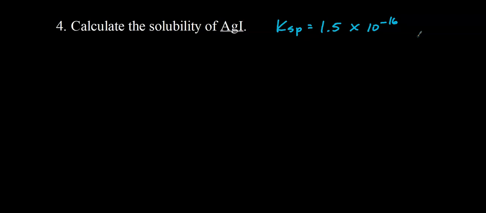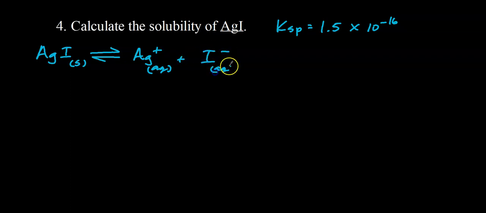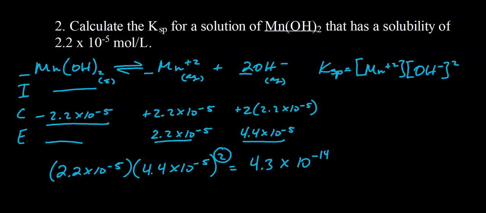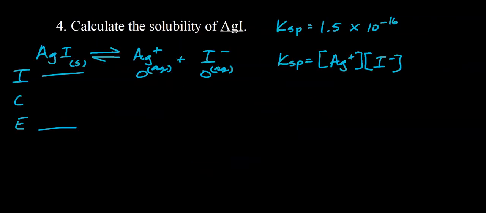So let's start off like we always do with our balanced dissociation equation. Lucky here, we got, again, a 1-to-1 ratio, which makes it pretty easy. Won't be the case, I'm sure, on the next example. Ksp expression. And then set up our ICE table. I think I forgot zeros for initial concentrations on this one. Whoops, we need a 0 there and a 0 there. Sorry about that.